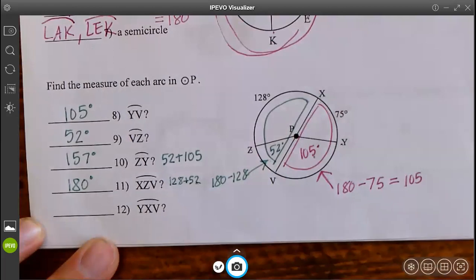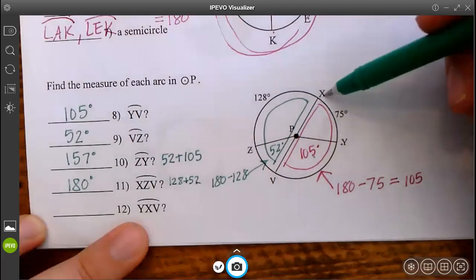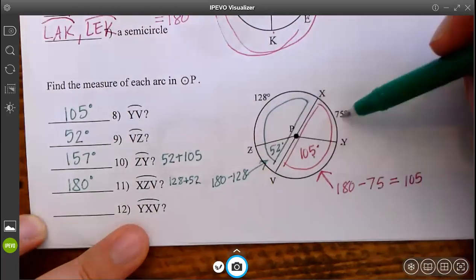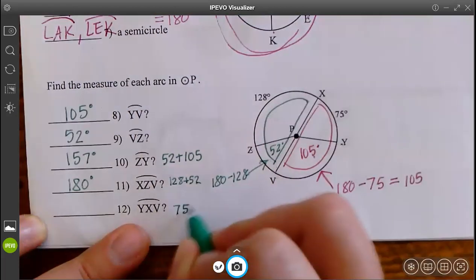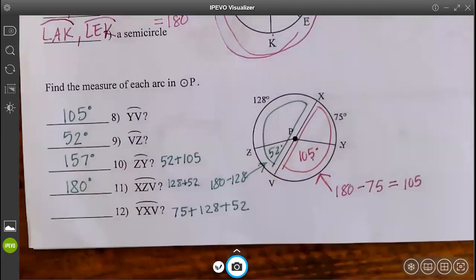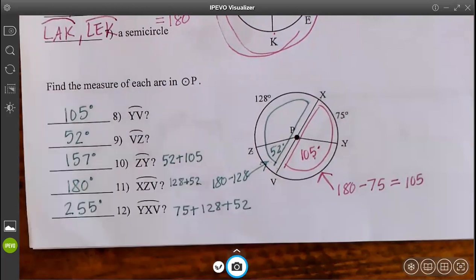I think this one is the one you're going to add 3 of them. Y, we're going X this way, so 75, and all the way to V. So we're going to do 75, 128, and 52. So 52 plus 128 plus 75, I'm getting 255. All right, let's move to the back.